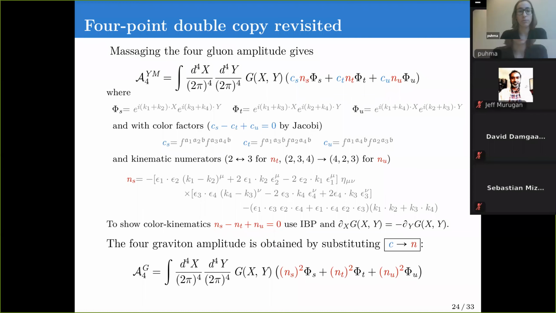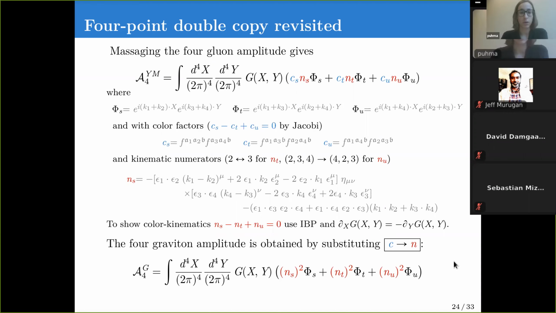Now, in order to go from this 4-point Yang-Mills amplitude to the 4-point gravity amplitude, we replace these color factors by another set of kinematic numerators, and then on the nose we have the 4-point graviton amplitude. Now I want to rewrite this whole thing in the conformal basis for celestial amplitudes.